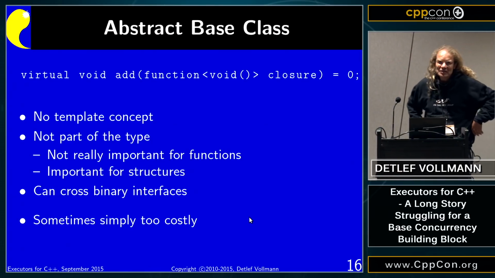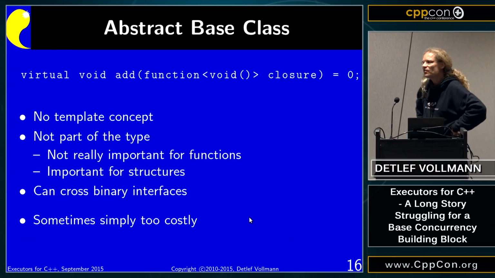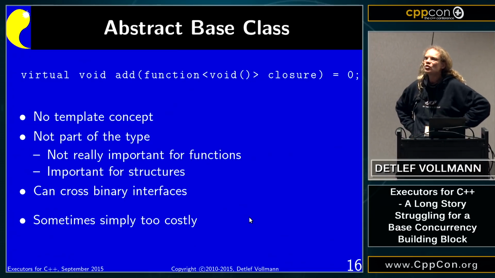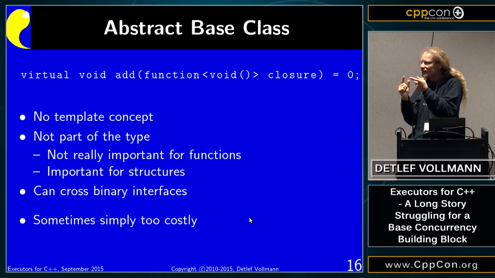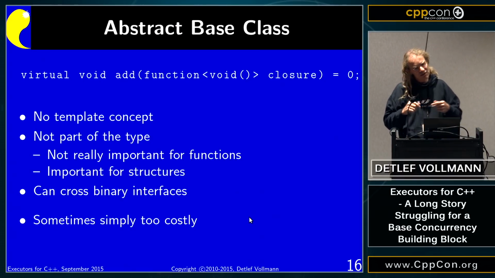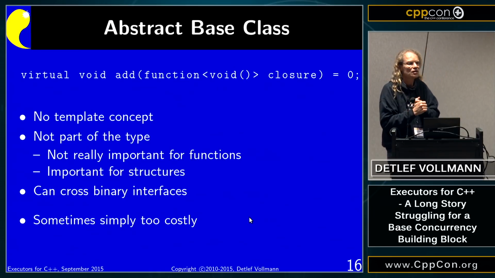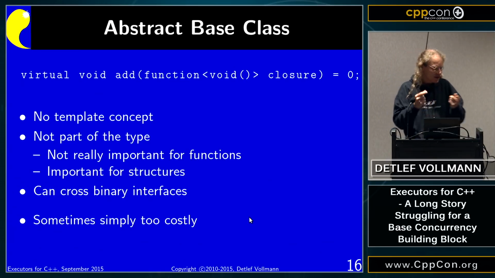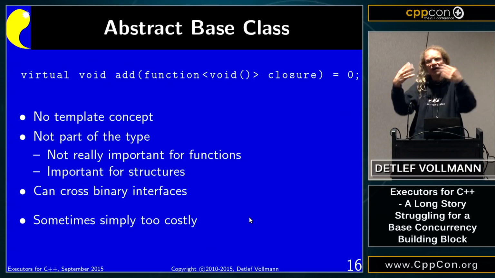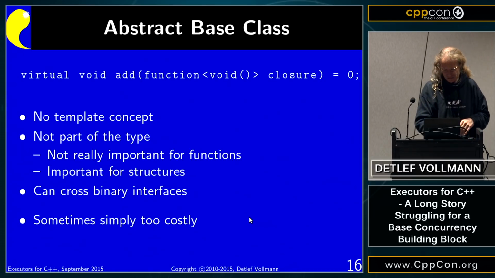However, sometimes it simply costs too much. If you have a lot of very small tasks, you don't want the overhead of not only one virtual function call, but actually two, because what your add function actually takes is a std::function, and that internally uses a virtual function call as well. So you actually have two virtual function calls for each task that you start on that executor, and sometimes that costs a lot.